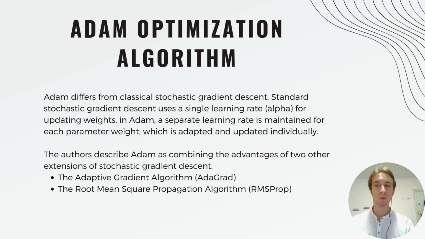In ADAM, a separate learning rate is maintained for each parameter weight, which is adapted and updated individually. The algorithm selects a smaller learning rate for frequently updated parameters and a larger one for parameters corresponding to rare features.